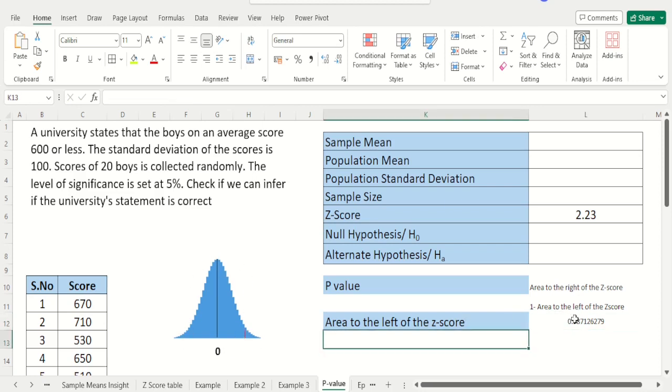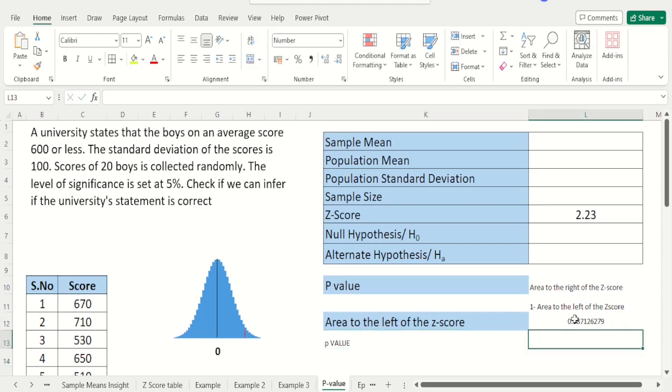So now to get the p-value, remember what's going to be the p-value? The p-value is going to be nothing but 1 minus this number, right? So the p-value in this case, as you can see, is 0.0128, right? Since this p-value is less than 0.05, remember, when the p-value is less than 0.05, what do we do? We reject the null. So in this case, we can reject the null.